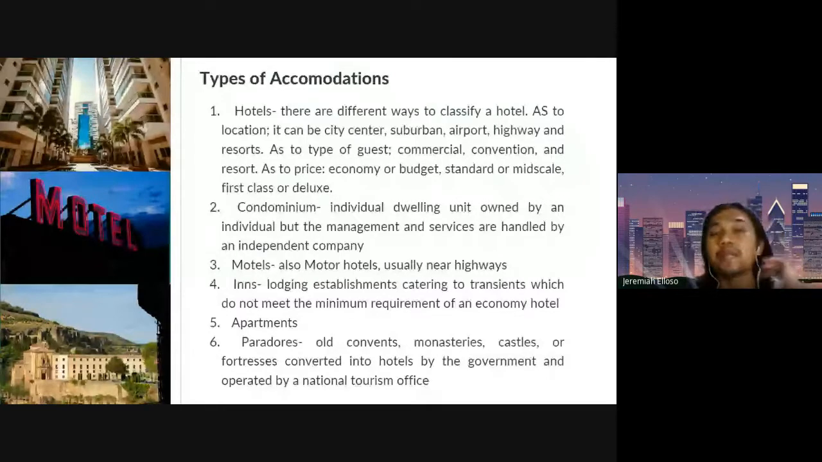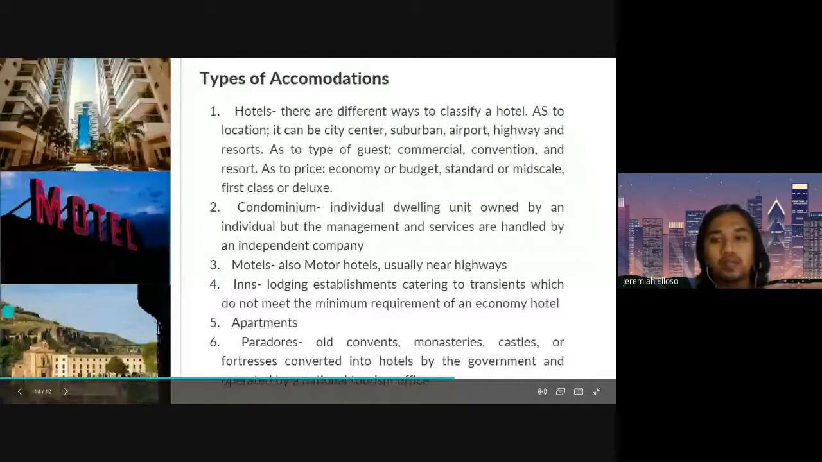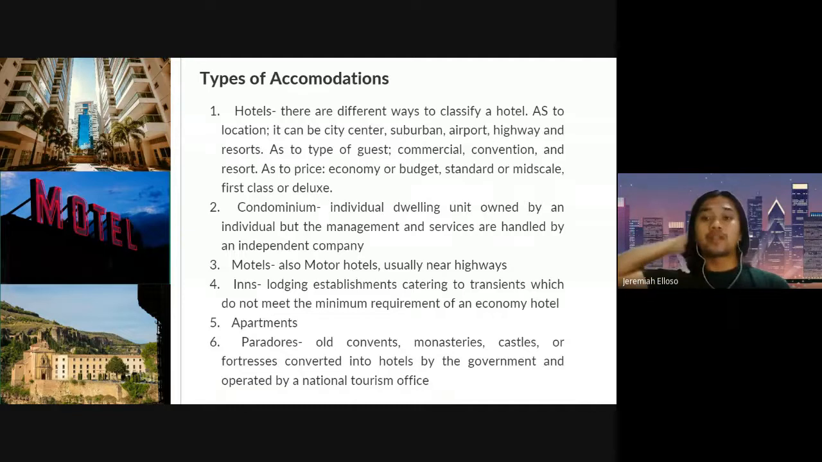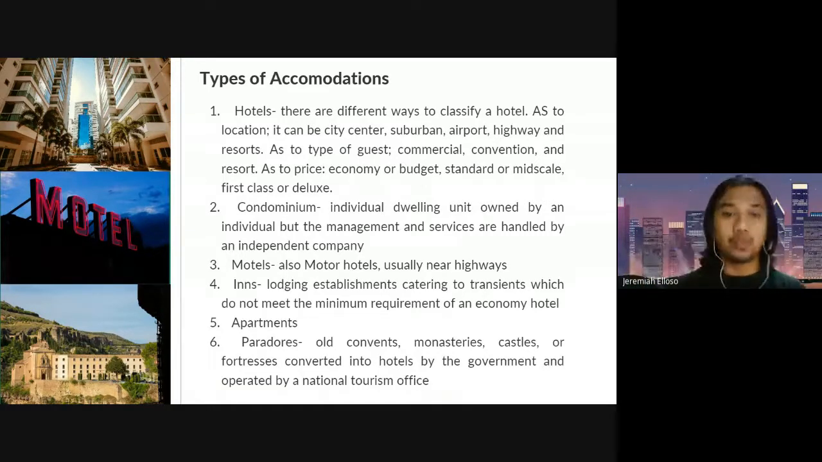As to the price, hotels can be classified as economy or budget hotel, standard or mid-scale, and of course, first class or deluxe hotel. And we are very much aware that hotels are also rated using the 5-star rating, and this would signify the level of service that they are giving, and also the availability of the different facilities available in the hotel, the number of rooms available for use. So those are the factors. But in some other countries, there's a 7-star hotel, such as the Burj Al Arab, and that actually evokes luxury, because when you look around the hotel, you see gold everywhere.